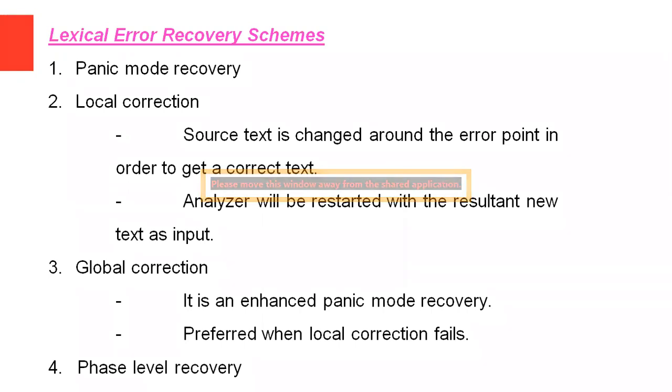Okay. So the source text that we change because of the error point, where the error is present, we recognize that error and then the source text is changed so that we can get a correct text. After we find the error and change it, the analyzer will be restarted with the resultant new text as input. So that is the local correction.